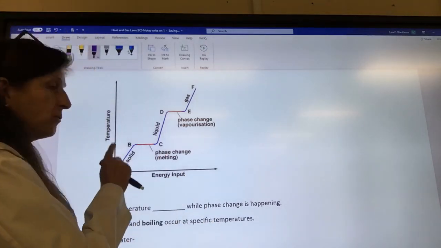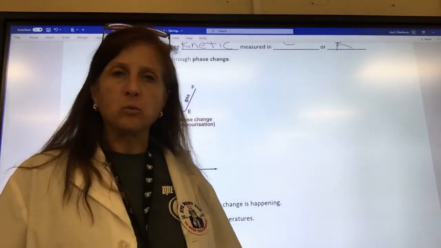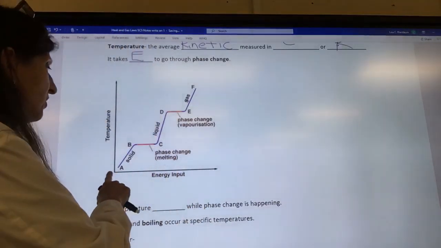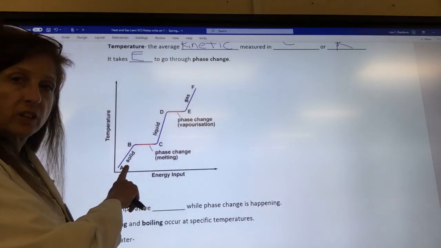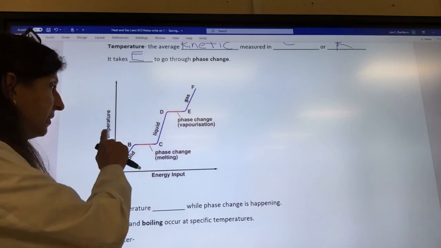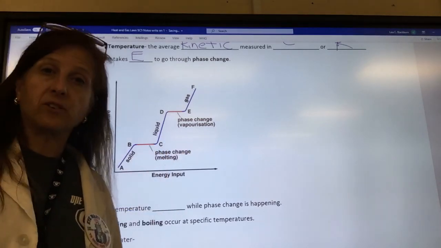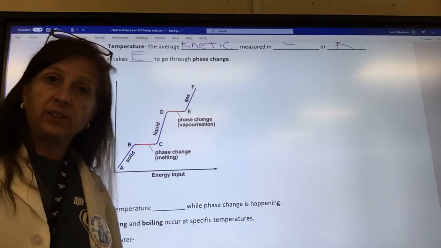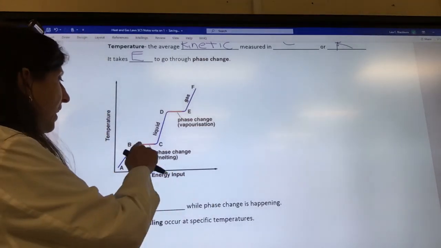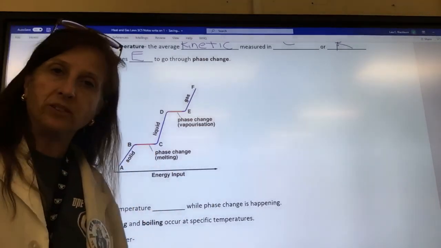Okay, so at first the ice is very, very cold, way below freezing. And as you're heating it up, its temperature goes up and up and up until it reaches freezing. Once it reaches freezing, which is 0 degrees Celsius or 32 degrees Fahrenheit, then the ice will start melting.